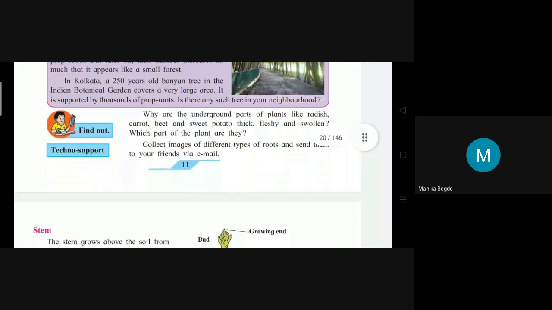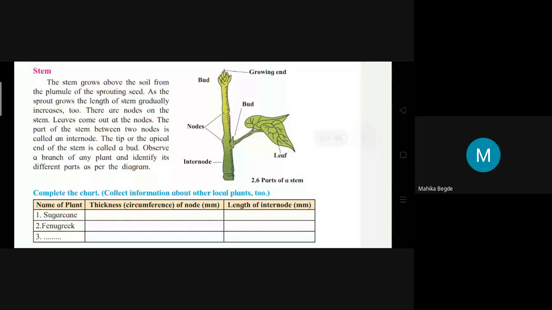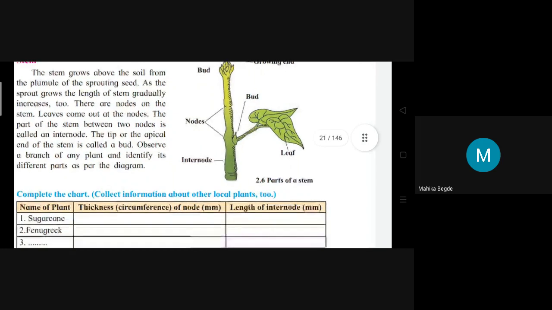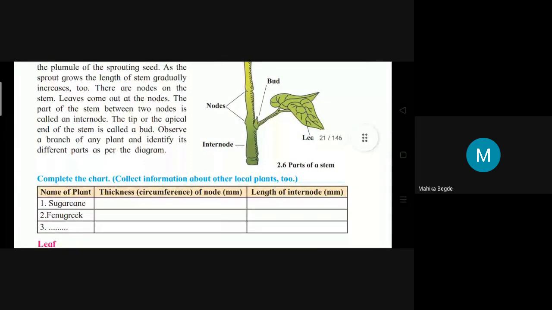Now what have we seen about the stem? What are the parts of the stem? Growing end, bud, then nodes, leaf and internode. The stem grows above the soil from the plumule of the sprouting seed, and as the sprout grows on, the length of the stem gradually increases. There are some nodes present on the stem. Leaves come out of the node. The part of the stem between two nodes is called internode. Then the apical end, the very upper end of the stem, is called bud.